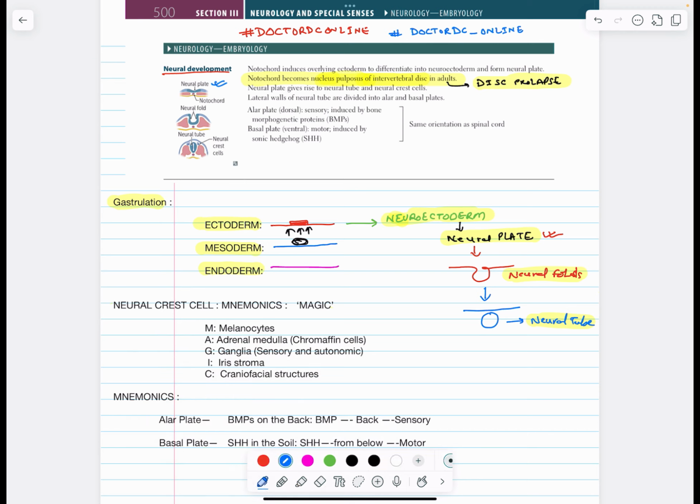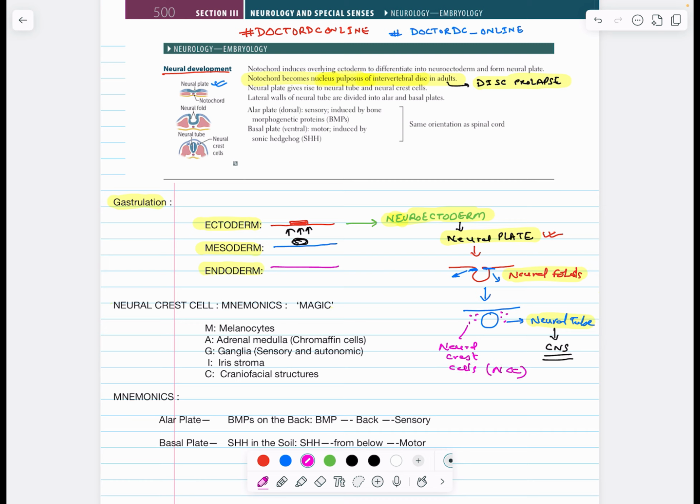But wait, there is something very interesting. Magical things also happen at the tip of the neural folds. At the tip of the neural fold, cells at the crest separate and migrate away. These are called neural crest cells, NCC, which give rise to a wide variety of structures. Here is the mnemonic, and the mnemonic is MAGIC: M for melanocytes, adrenal medulla, ganglia, iris stroma, craniofacial structures.